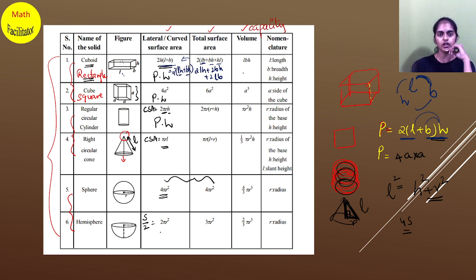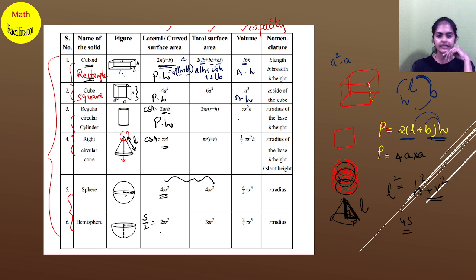Okay, and for volume, volume is nothing but area of the base into height. Area of a rectangle is length into breadth, into height, you will get volume. Now, area of a square into height. Area of a square is a square. A square into height, which is also a, so you will get a cube.